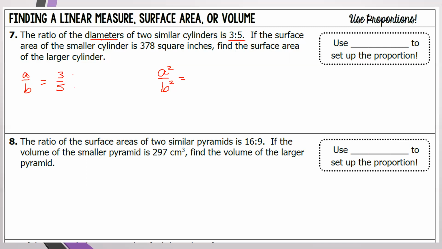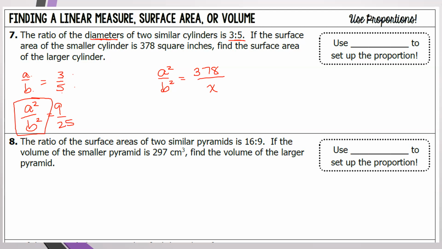So if the surface area of a small cylinder is 378, that's your A squared. Find the surface area of the larger cylinder. We don't know this surface area. Okay, so now we have to figure out, well, what is that larger surface area? Well, I know that the scale factor is 3 over 5. So I can figure out A squared over B squared. A is 3, 3 squared is 9. B is 5, 5 squared is 25.